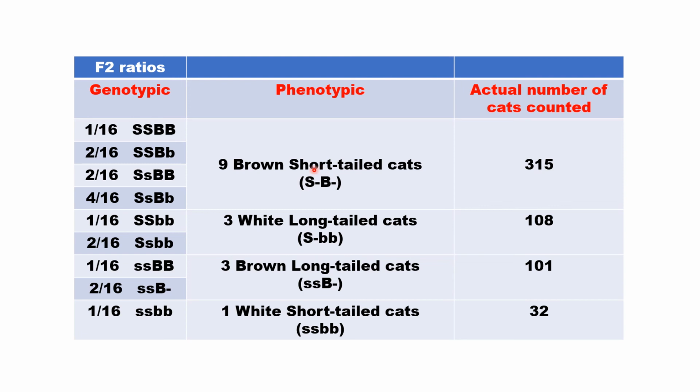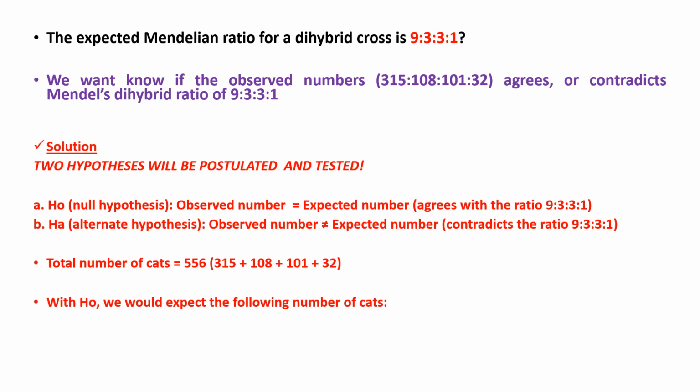We have 315 that are brown short-tailed, 108 that are white short-tailed, 101 brown long-tailed, and 32 that are white long-tailed. These are the actual numbers observed in the F2 generation. Recall that the expected Mendelian ratio for a dihybrid cross is 9:3:3:1. So again, what we want to do is to agree or disagree with the observed number, whether this agrees with this ratio of 9:3:3:1. Again, two hypotheses will be tested. The null: the observed is equal to the expected. The alternate: the observed is not equal to the expected number.